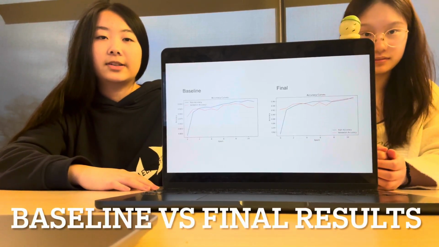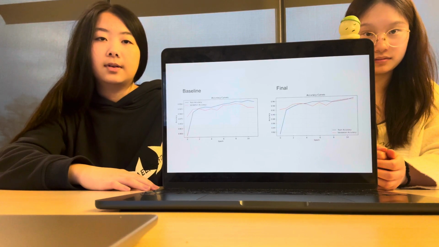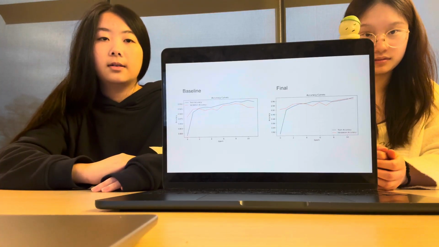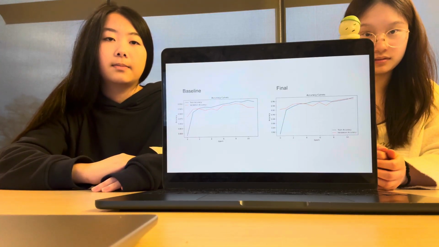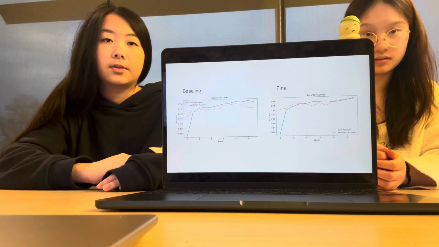So this is a comparison between our baseline and our final model. On the left, you can see our baseline accuracy curve, and on the right, you can see our final accuracy curves. And you can tell that overfitting has improved for the final model because the gap between the validation and the training curves is really small. And in general, the numbers themselves are higher for the accuracies for the final.